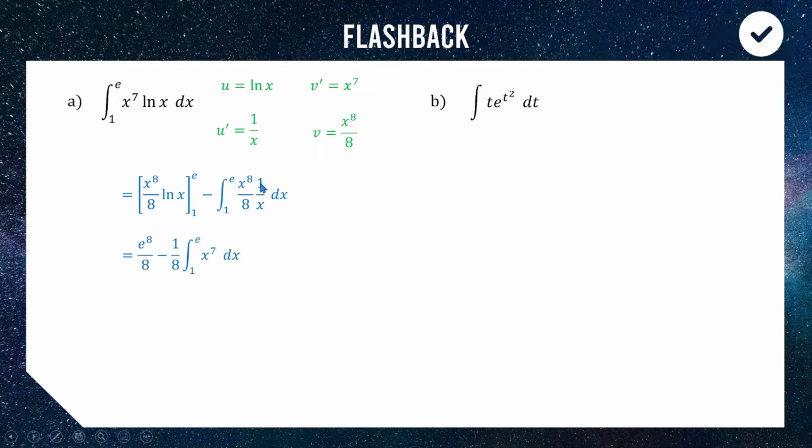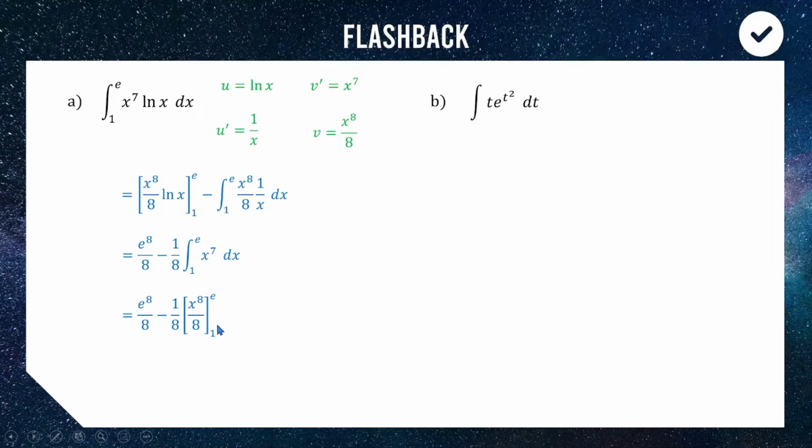Now for our integral, we can pull the 1 over 8 out the front as a constant, and the x on the bottom cancels with 1 on the top, leaving us with x to the 7. Now we have a really easy integral to evaluate. We're going to raise the power to 8, divide by the new power of 8, and sub in our two limits. That's the hard work done.